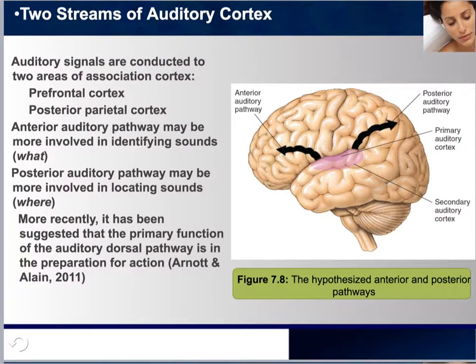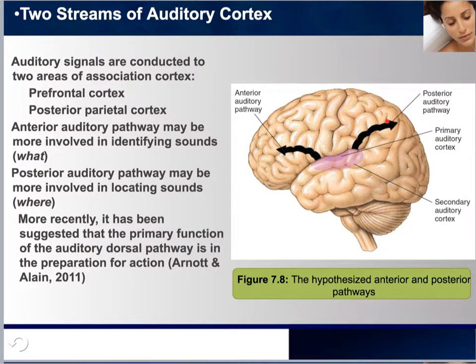Making it to the auditory cortex is not the end of the connections. From the auditory cortex, there are two main streams that are conducted over to what we call the association cortex. One of those would be the prefrontal cortex, and you could see that it would be this area, and that's what we call the anterior auditory pathway. The other one would be synapsing over to the posterior auditory pathway, and we call this the posterior parietal cortex.